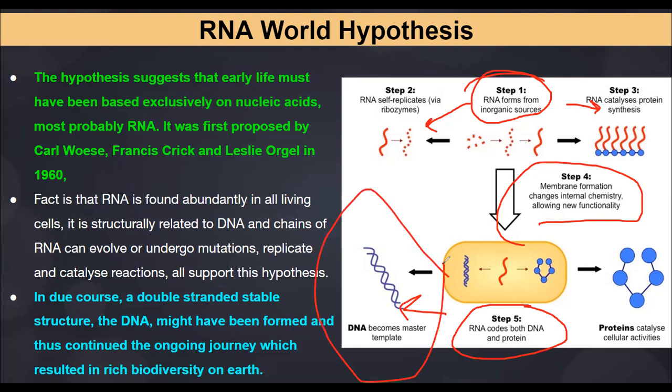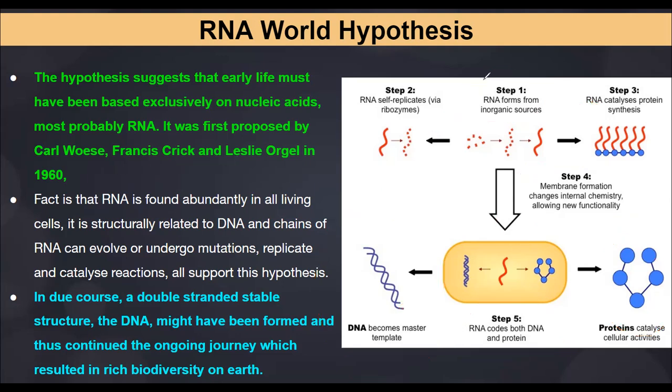That is, today DNA is the genetic material, but earlier it might have been RNA. This is what they're trying to explain. RNA also catalyzes cellular activities like protein synthesis, etc. This is what this group of scientists gave as their hypothesis, that is the RNA world hypothesis. So that's all for this. A short note can be asked on this. Very, very important: RNA world hypothesis and what we have just covered, Urey-Miller experiment.